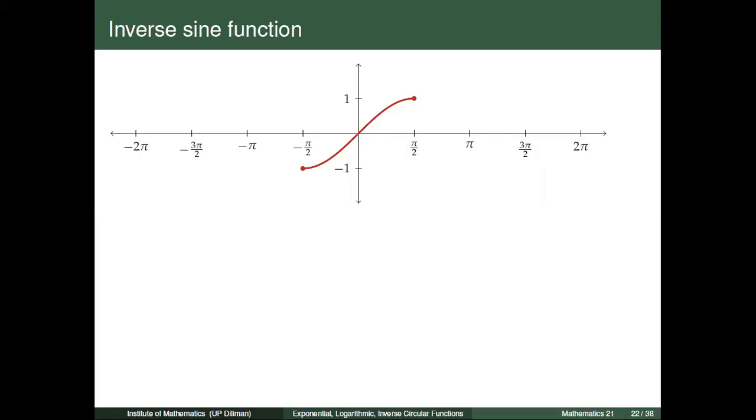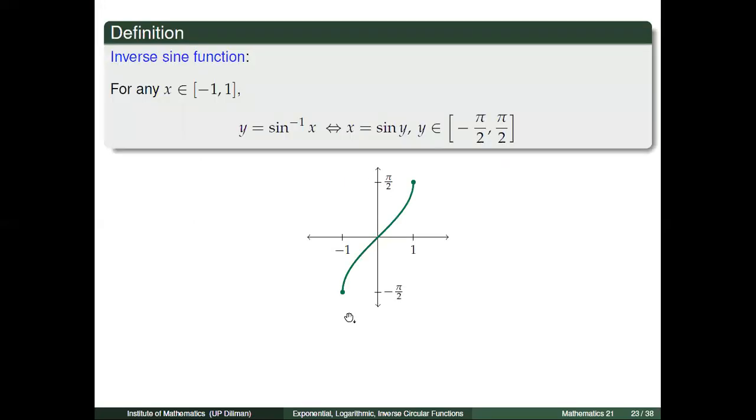Recall once more that the graph of the inverse is obtained by interchanging the x and y coordinates of the points on this graph. As a result, we obtain the reflection about the line with equation y equals x. And so the green curve here is the graph of the inverse sine function. And we have the following definition.